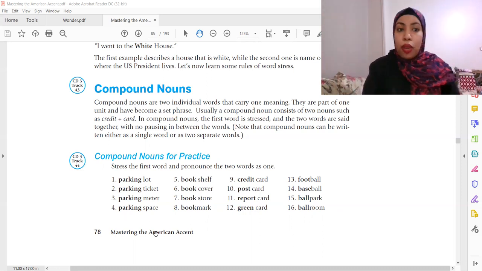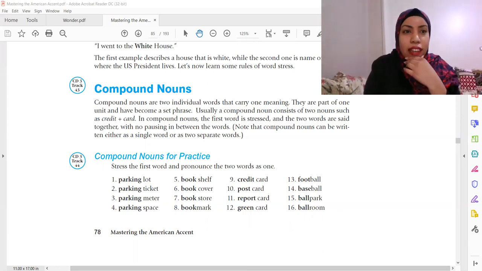So this is CD3, track number 44. Just give me some time because I haven't got them in front of me. Where is the American? Okay. There we go. So we said CD3, track number 44. I need you to repeat.